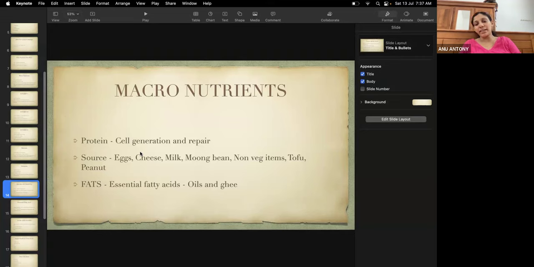Fat, essential fatty acids are needed. Oils and ghee are good. Coming to oil, coconut oil, sesame oil or olive oil is good for cooking rather than sunflower oil. Even groundnut oil is also good for cooking, but not in large amounts, because again it increases acidic reflux and it is very difficult to digest.